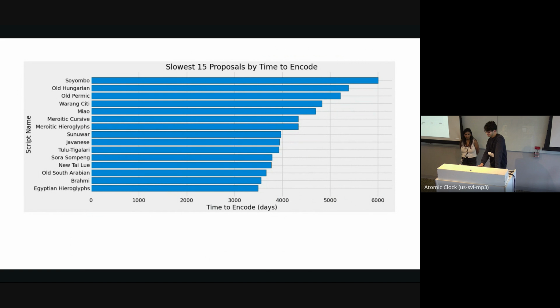So here's a graph of some of the slowest proposals that we have. We have Soyombo, our old friend, Old Hungarian, which you'll remember had 12 proposals, Old Permic, Warring States, etc. They all took about 13 to 14 years to go from first proposal to actual Unicode inclusion. Of course, these are not common cases and should not set the general expectations, but it's worth noting that there are examples where it can take really long times to go from the first proposal to actual inclusion in Unicode.